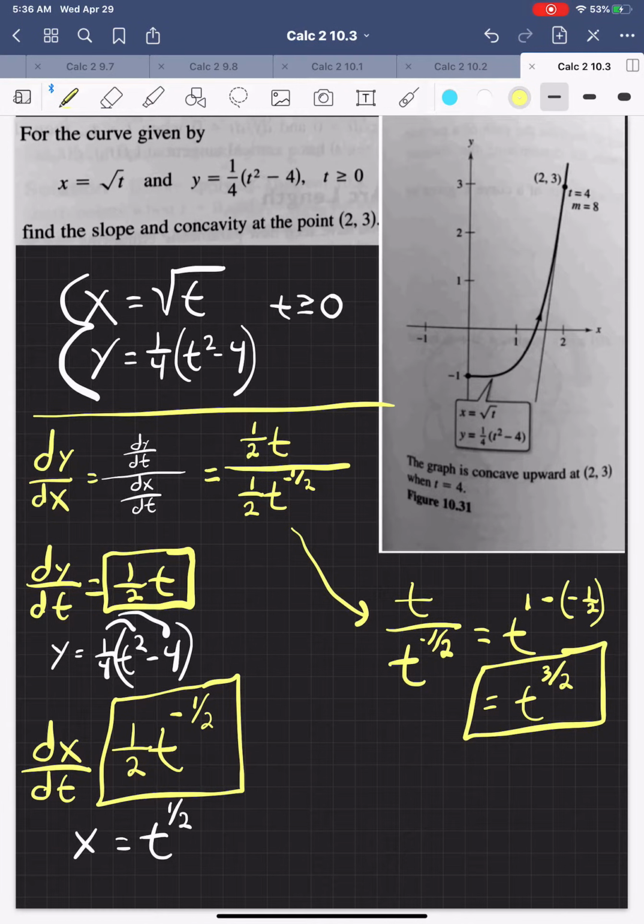Did I do that right? I think I did. So t to the power of 3/2. All right, so we'll take that dy/dx as t to the 3/2. Let's take that to the next page. So dy/dx is equal to t to the 3/2.